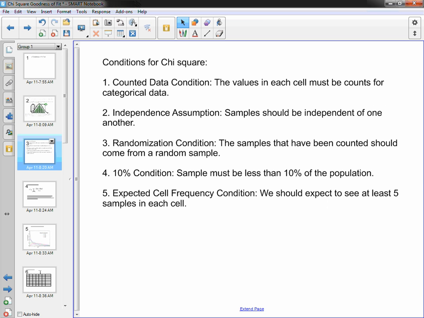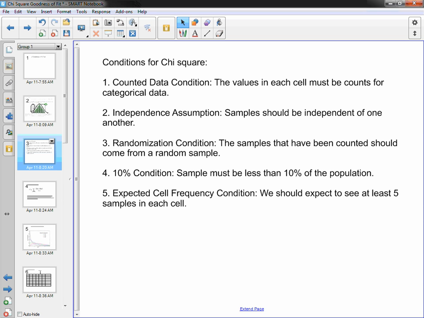Okay, just like every other test that we want to do, whether it be a hypothesis test or a confidence interval, there are always certain conditions that have to be met. The first condition for chi-squared is it has to be counted data. The values in each cell must be counts for categorical data. So we're talking about categories here, not quantitative data anymore. We're talking about qualitative or categorical data.